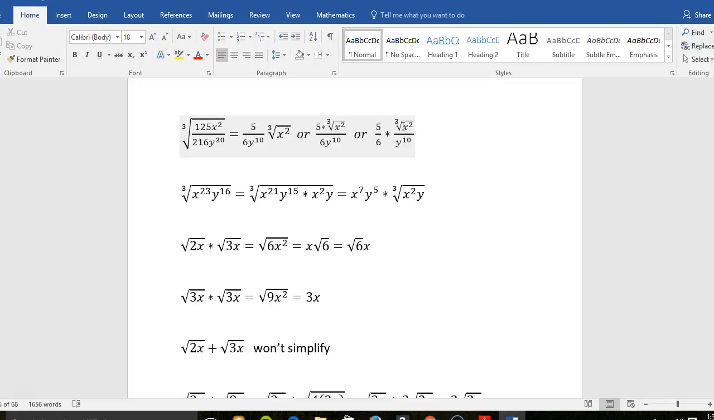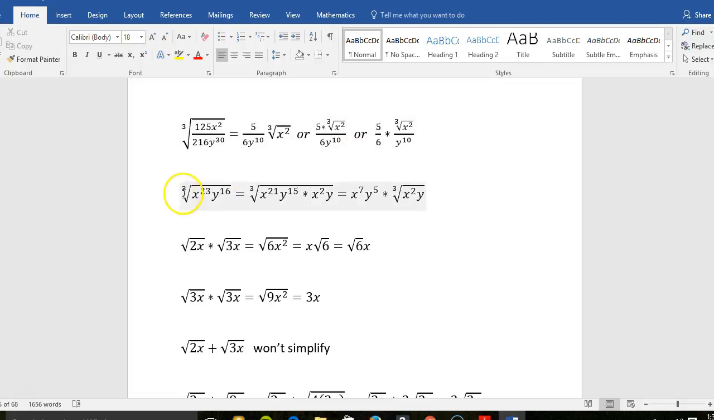But it depends. Sometimes your professor or teacher will ask you to write it in radical form. Sometimes he or she will ask you to write it in exponent form. It just depends on what they ask for. You just have to give them the form they ask you for.